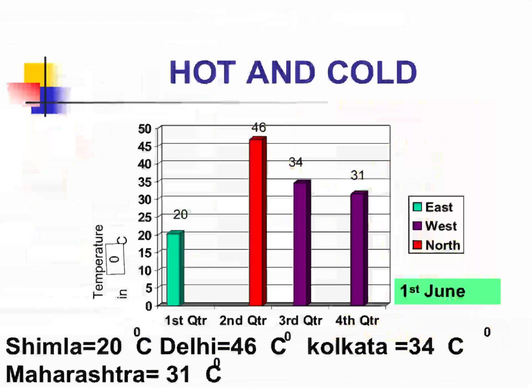Now Delhi here, the red bar, you can easily visualize the red bar which represents the city Delhi, and it records 46 degrees Celsius on 1st June 2007. Okay, just above 45. Look at the bar chart clearly. Then come to Kolkata. It is 34 degrees Celsius.